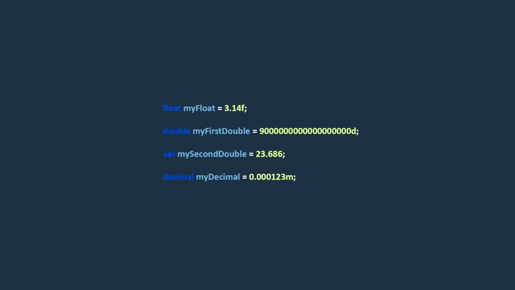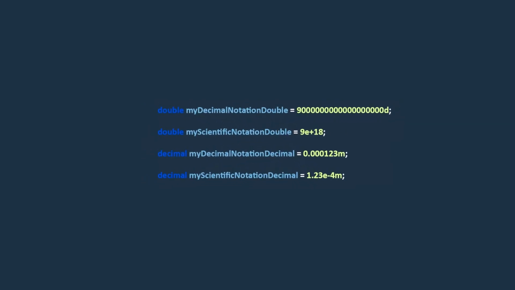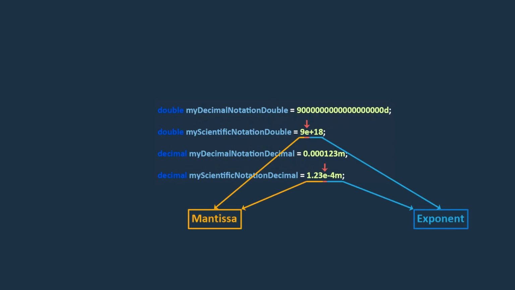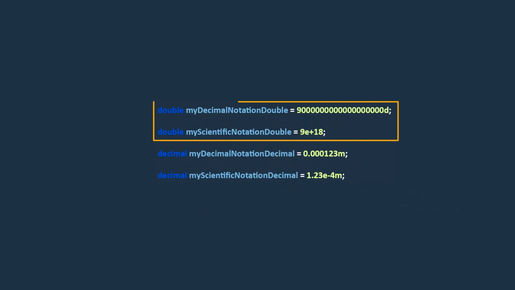Also, you should know that when a literal value is very large like this one or very small like this one, we can use scientific notation. It consists of a mantissa followed by the uppercase E or lowercase e, then followed by an exponent. And as you can see, the mantissa and exponent are separated by the lowercase or uppercase e. Alright. The double variables as well as the decimal variables may be expressed differently, but they have equal values. To confirm that, let's illustrate how they are equal.